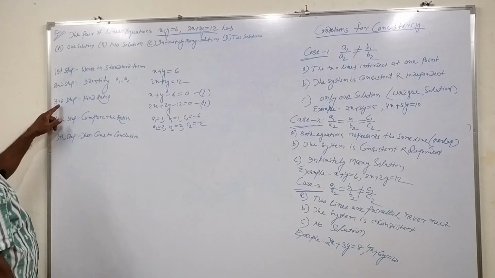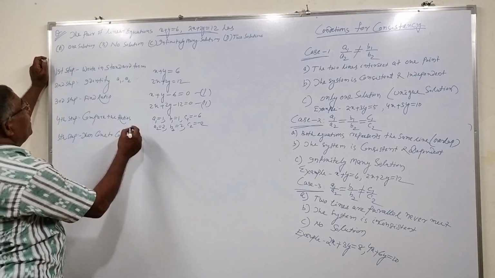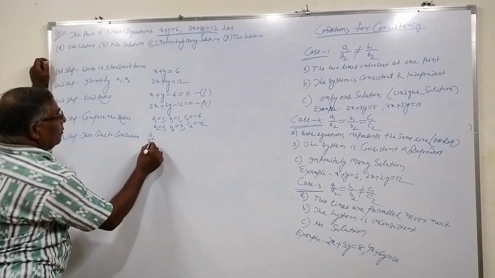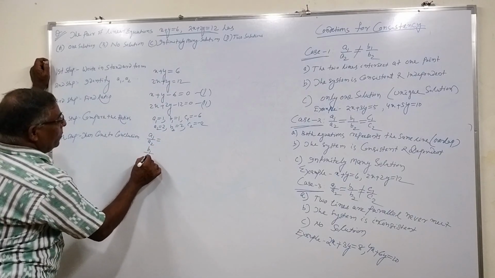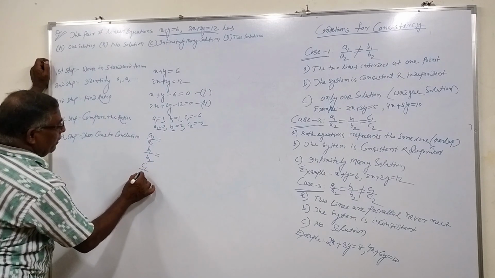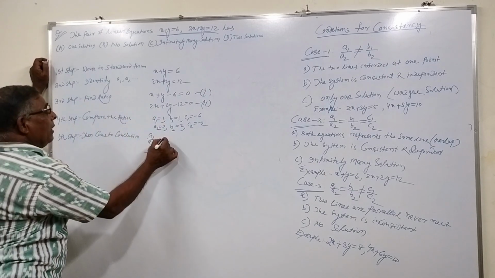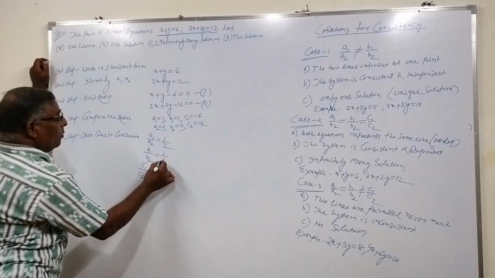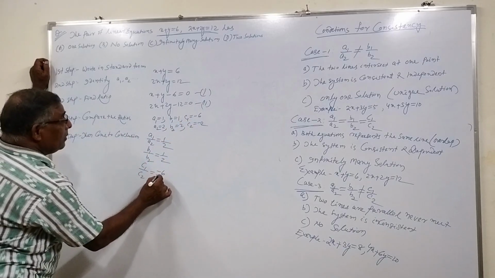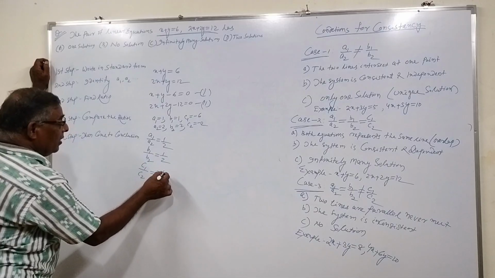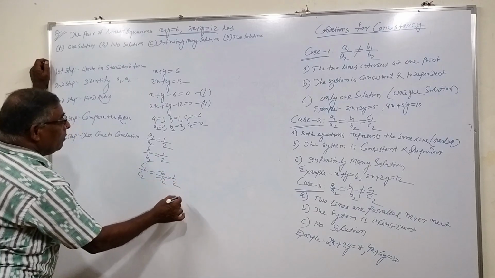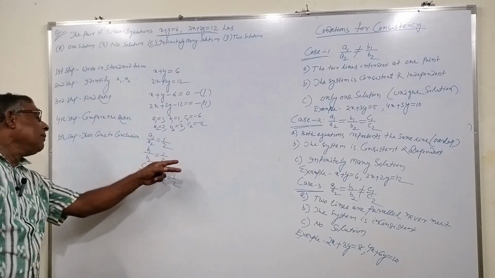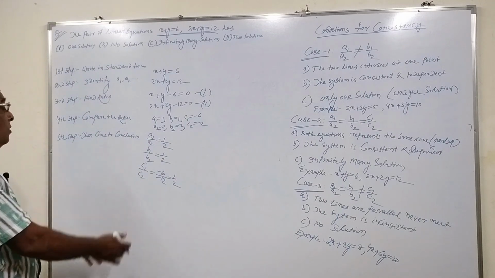Then find the ratios: a1 by a2, b1 by b2, c1 by c2. a1 is 1, a2 is 2, b1 is 1, b2 is 2, c1 is minus 6, c2 is minus 12. Minus sign cancels, and 6 by 12 is equal to 1 by 2. So all the ratios are equal. a1 by a2 is half, b1 by b2 is half, c1 by c2 is half. All ratios are equal.